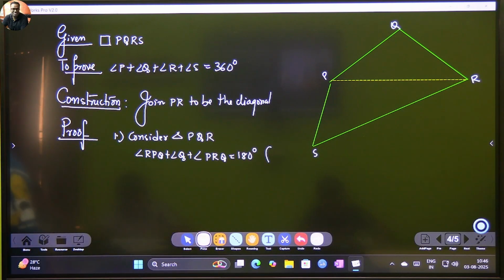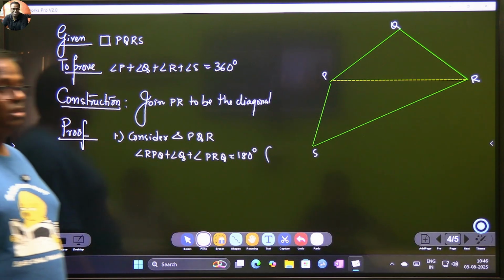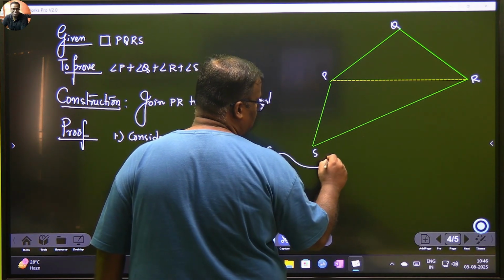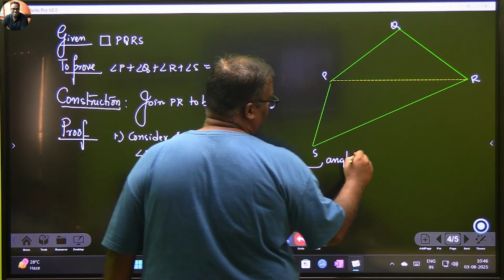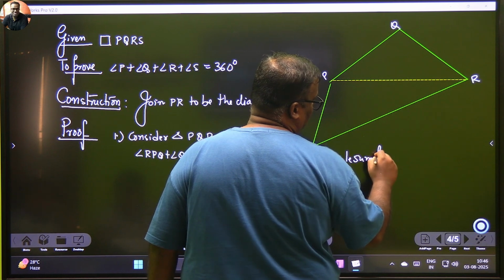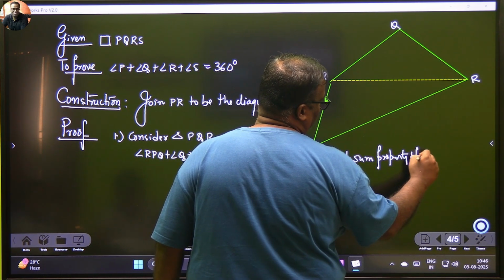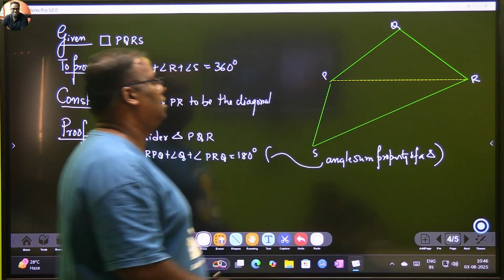Why is it 180 degree? You are in a court now. So reason is very important. So we will write the reason as angle sum property of a triangle. That's it. Fine.